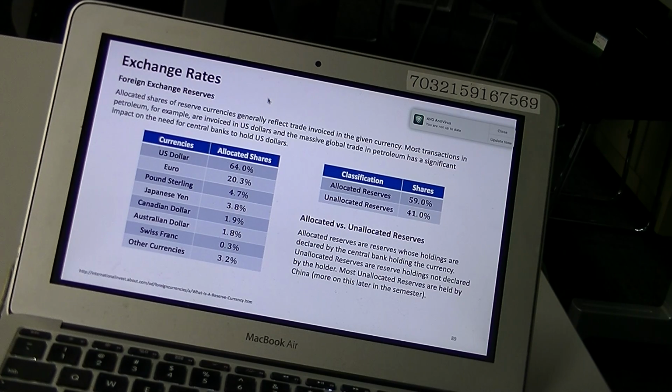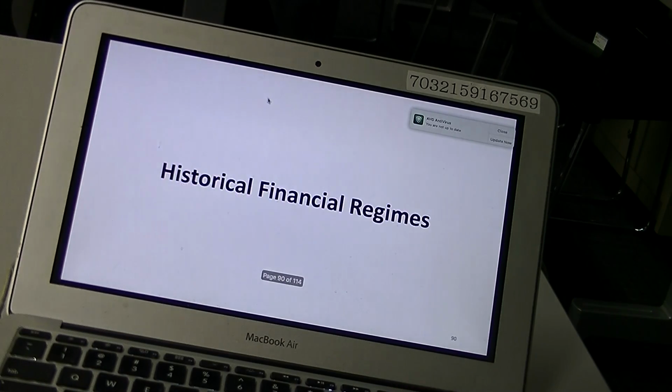Although the Chinese central bank just doesn't say how much they're holding, but people know most of it's dollars. It's just a game that they're playing.